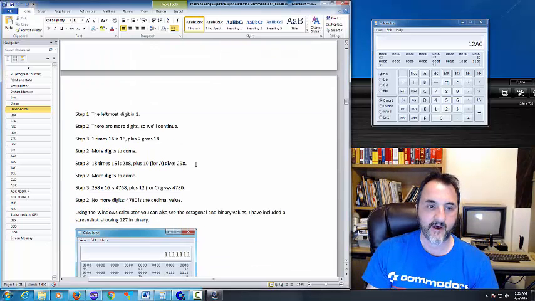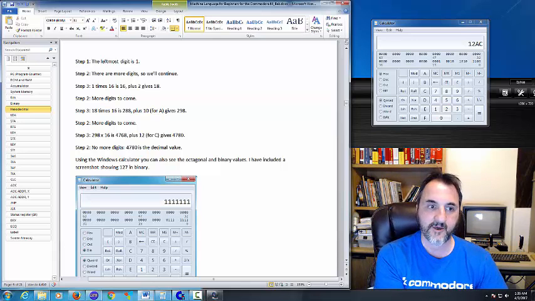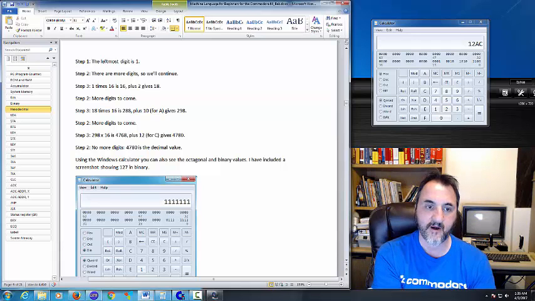So here's step 1. The leftmost digit is 1. In step 2, there are more digits, so we'll continue. Step 3, 1 times 16 is 16, plus 2 gives 18. More digits to come in step 2. Step 3 is 18 times 16 is 288, plus 10 for A gives 298.